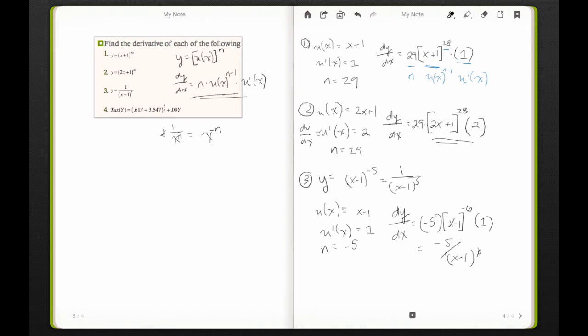Okay? And then finally, I'm going to go over here to do the fourth one to have a little bit more room. So this one's a little bit trickier. We're not only going to use the generalized power rule, but we're also going to use the sum rule. So remember what the sum rule is: I've got these two functions of y. Here's the first element and here's the second element. So I'm going to add the derivatives of both of these up. I'll show you what I mean.